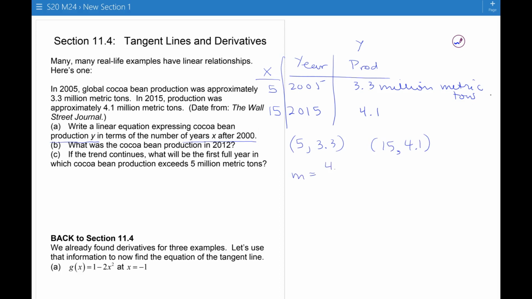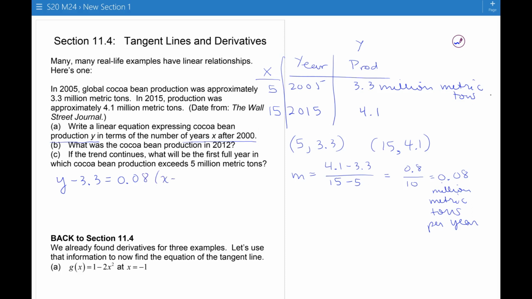So I can find my slope: second y minus the first y, over the second x minus the first x. That looks like 0.8 divided by 10, so that's going to be 0.08. And this is going to be in million metric tons per year. So that's just the slope part, but now we need a line equation. I'm going to use the first point: y minus 3.3 equals 0.08 times x minus 5.